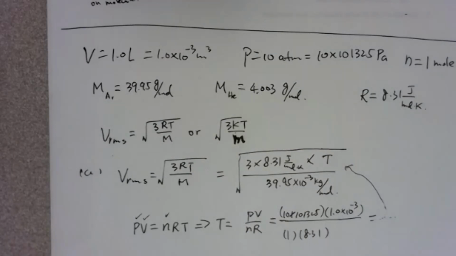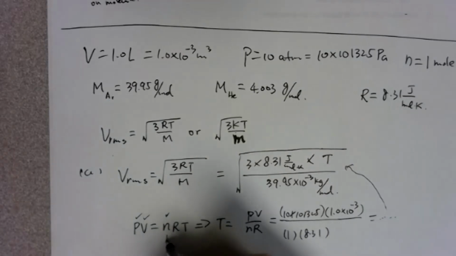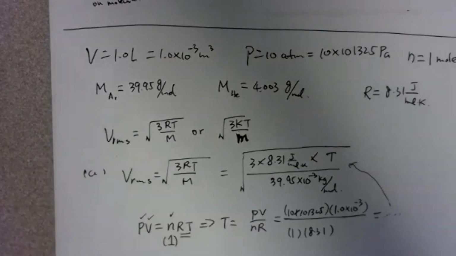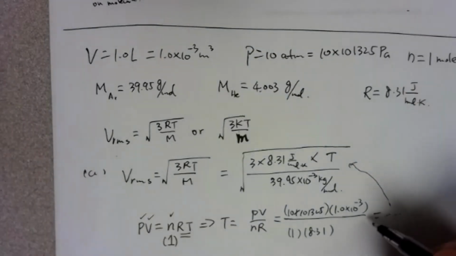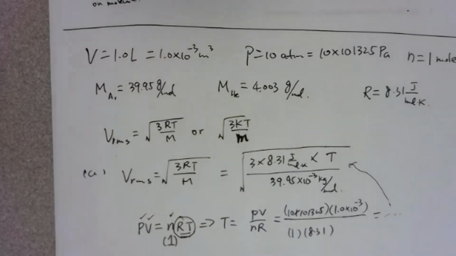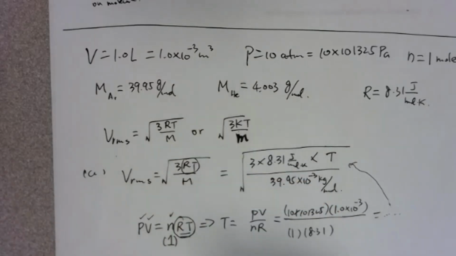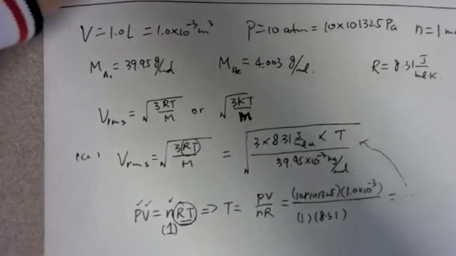But I always would like to think more, take a look at this. So if I have this as 1, my RT is actually equal to P times V, right? So then I don't have to calculate T. I can use RT as just a combined quantity, right? Because you will have RT in here. Okay, so let's just do that.